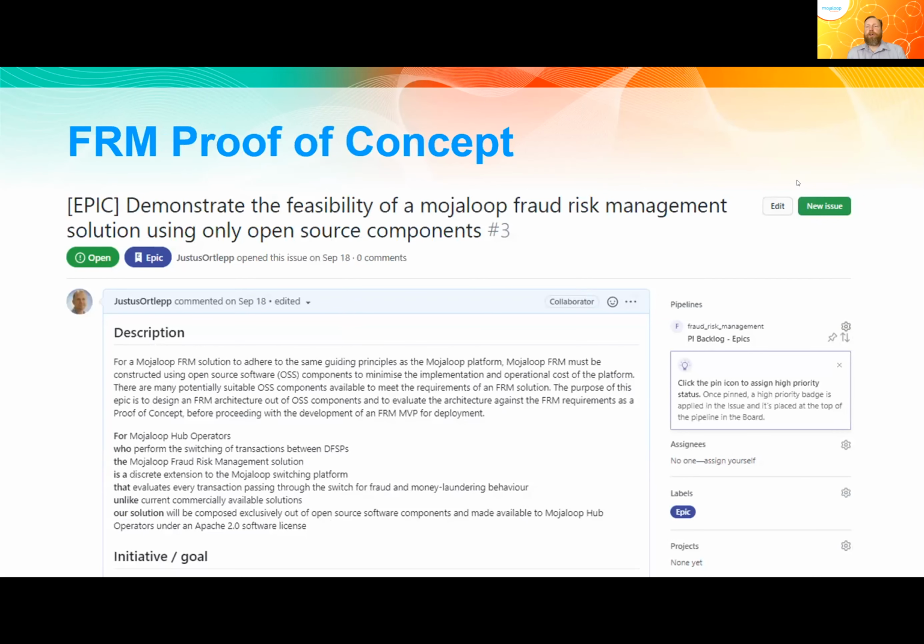The epic that we are going to be using for our PI now can be summarized as: demonstrate the feasibility of a Mojaloop fraud risk management solution using only open source components. So that's quite an ambitious target. This isn't something that anybody else has ever done, composing a solution like this exclusively out of open source components. And Greg will be taking us through what we think those components in that architecture might look like for the POC and then beyond as we move into hopefully a minimum viable product on the other side of the POC.